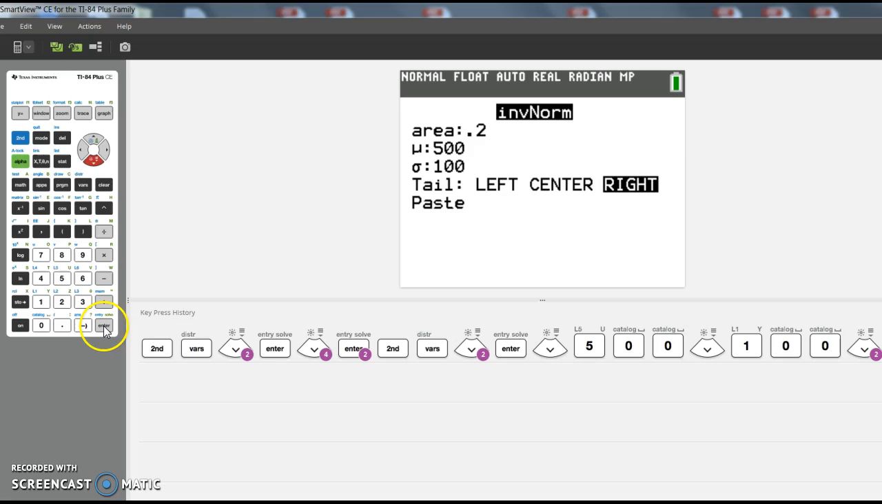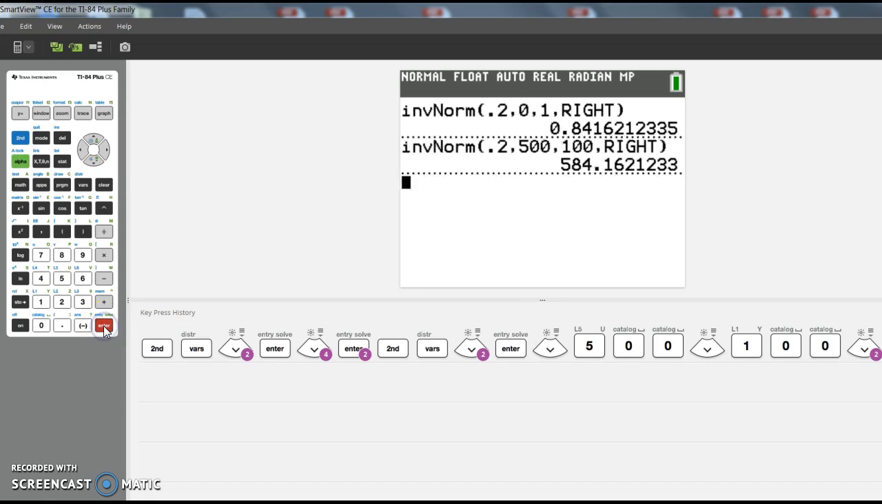And now if I press enter twice, it will give me 584.16, which is the score you would need to be in the top 20%. So this, with the 500 and the 100, makes it specific for your problem. If you substitute in 0 and 1, it will just standardize it for you and give you the raw z-score.